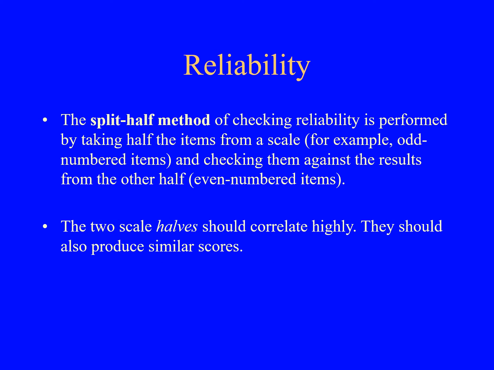The split half method of checking reliability is performed by taking half of the items from a scale, for example, odd number items, and checking them against the results from the other half, even number items. The two scale halves should correlate highly. This should also produce similar scores.